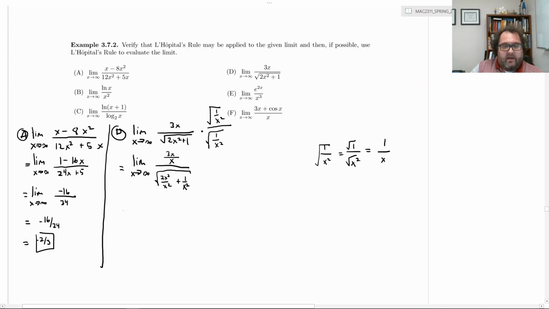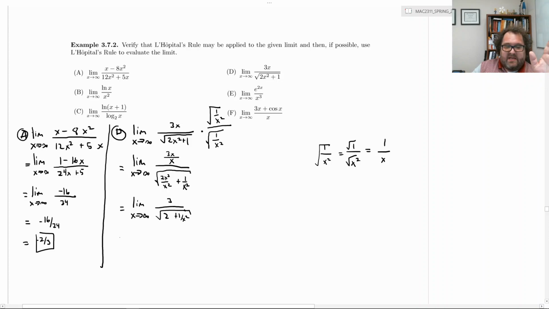Okay, and now that gives me what? If I simplify this, the limit as x goes to infinity gives me just a 3 on the top. And on the denominator, I get what? 2x squared over x squared is 2. And then I just have 1 over x squared. That doesn't simplify right now. And now I can take the limit.